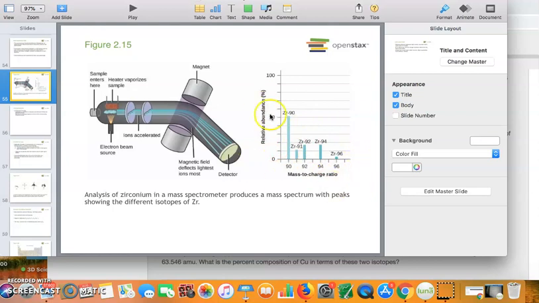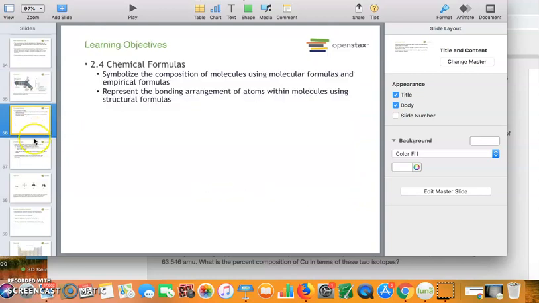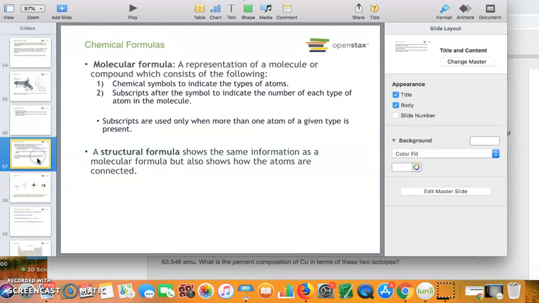So you can take a sample of zirconium and then you end up getting out the types of isotopes for that element. Now we're going to talk about molecular versus empirical formulas, and then talk about bonding arrangements of atoms within molecules using structural formulas.